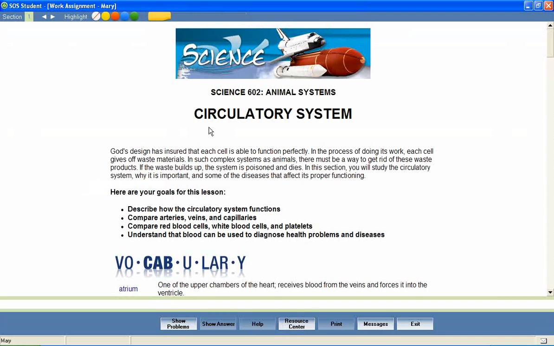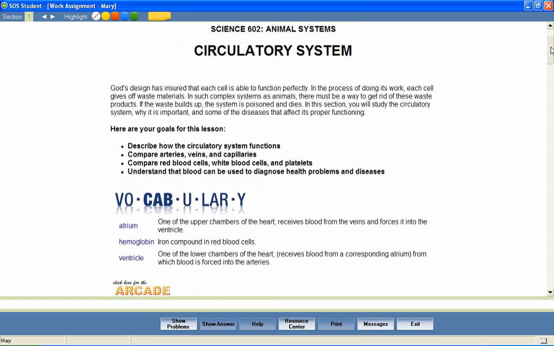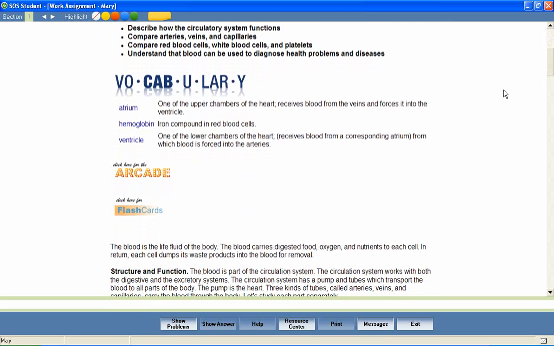In a unit entitled Animal Systems, let's look at a lesson called Circulatory System. Most Switched On Schoolhouse lessons begin with a brief introduction and a list of objectives for the lesson. These objectives help students stay focused on important lesson content and provide parents with an effective way to measure mastery of lesson content. At the beginning of most lessons, your students will also encounter a list of vocabulary words that will be used throughout the lesson.